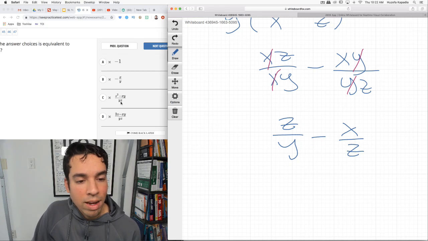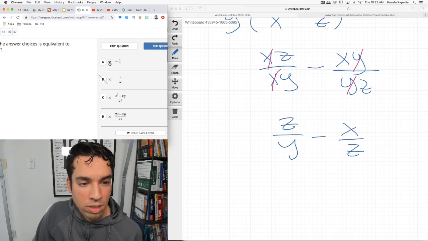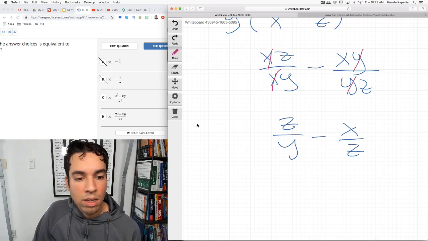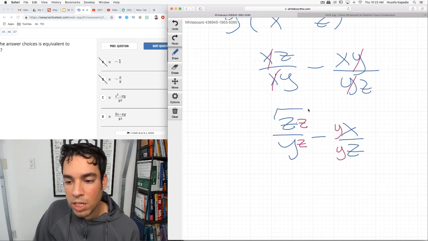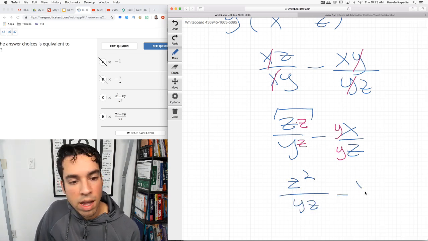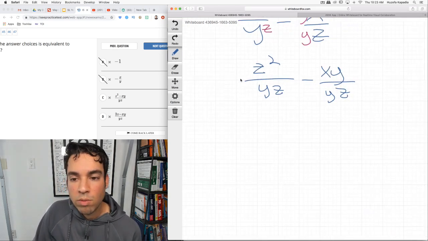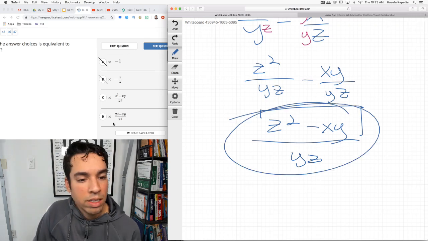Then, because I already eyeballed these 2 answer choices, they are probably not going to happen where you have a common denominator. So this is pretty much gone. This is definitely gone because this is not -1. No way. So I'm going to try and get a common denominator of yz. I'm going to multiply this by z and this by z and this by y and this by y. Now we have common denominators. z times z is z squared over yz minus xy over yz. And with common denominators, we can merge these, so it becomes z squared minus xy over yz. These are not like terms, so they cannot combine. And there's your final answer, and it's this one.